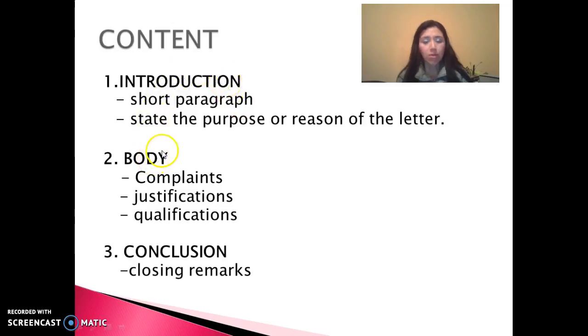In the body, you develop your thesis statement, put in main ideas. You can write maybe 2 or maybe 3 paragraphs, depending on the number of words that you need to write for your letters. And the last part is the conclusion. Here you can restate your introduction, or you can just close with some remarks.